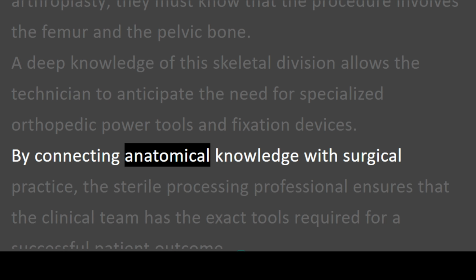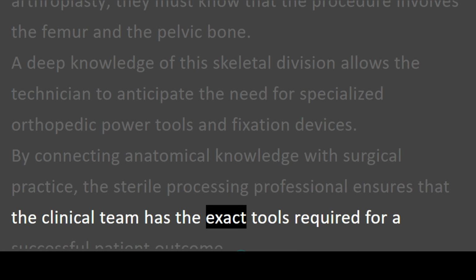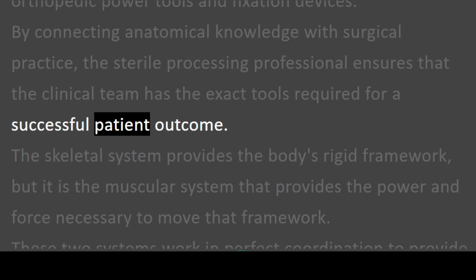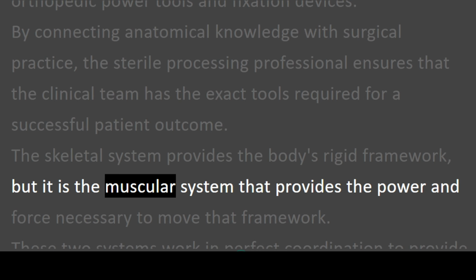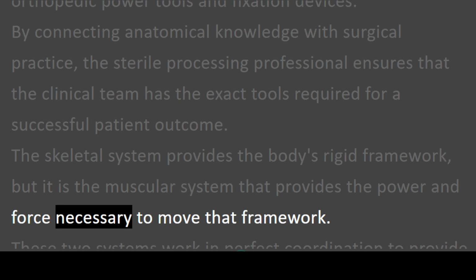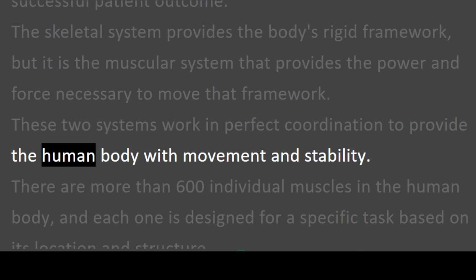By connecting anatomical knowledge with surgical practice, the sterile processing professional ensures that the clinical team has the exact tools required for a successful patient outcome. The skeletal system provides the body's rigid framework, but it is the muscular system that provides the power and force necessary to move that framework. These two systems work in perfect coordination to provide the human body with movement and stability.